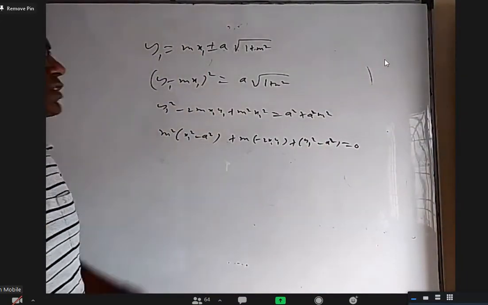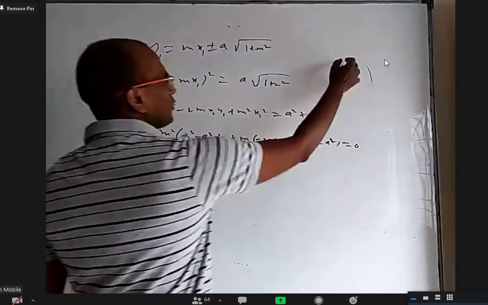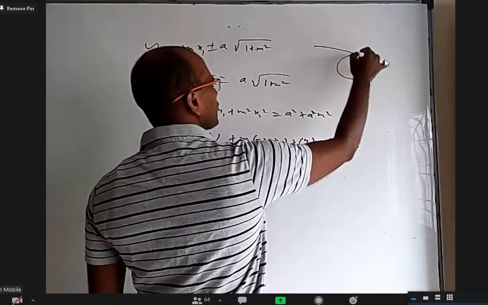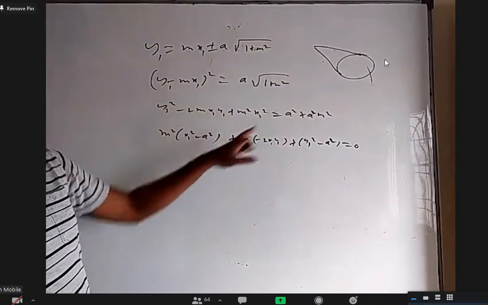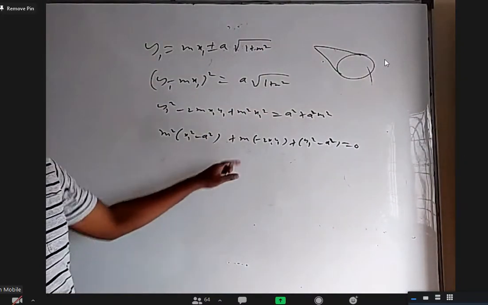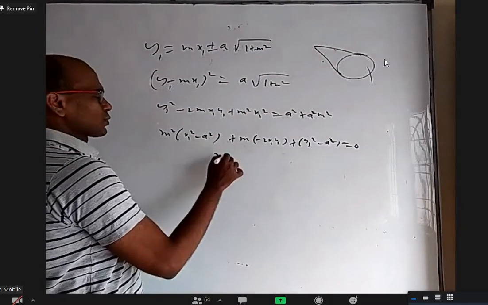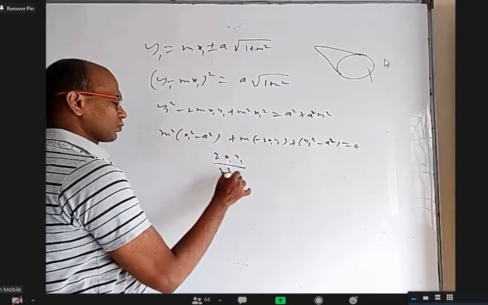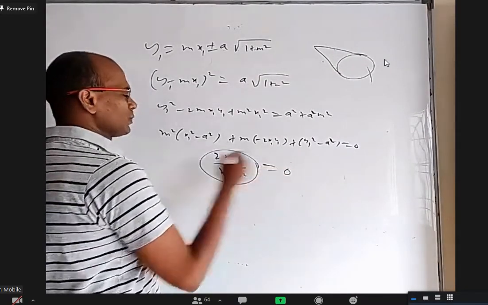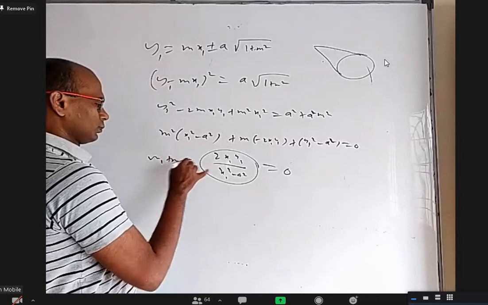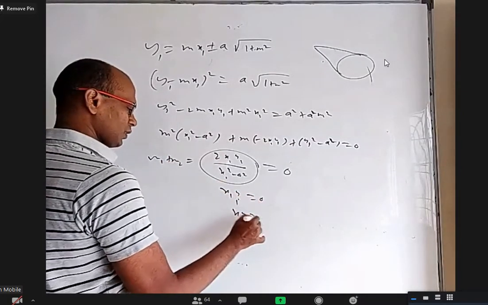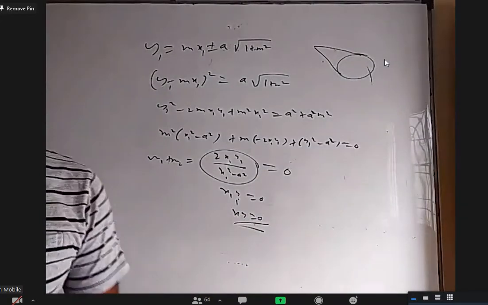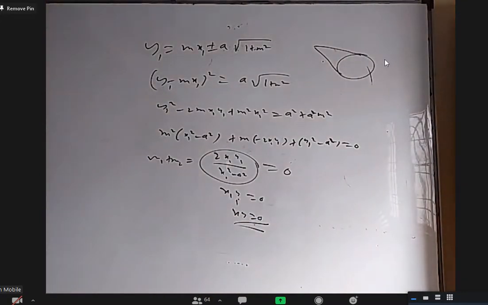For this quadratic equation, because we have a circle, we have two tangents. The sum of their slopes should be 0, and the slopes of those two lines are the roots of this. What is the sum of the slopes? 2 x1 y1 by (x1 square minus a square). That should be 0. So we'll get x1 y1 equal to 0. Is it all right? Yes, sir. Okay.